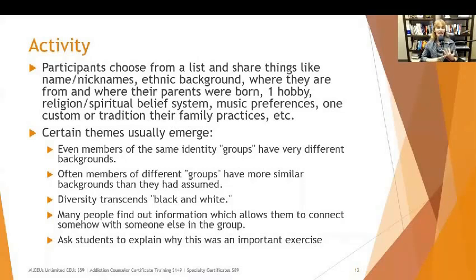Diversity transcends black and white, and many people find out information which allows them to connect somehow with someone else in group. So this helps them reach out and start forging those bonds and developing strengths and social networks, which they can use outside of the counseling session. At the end, it's good to wrap up by asking the participants to explain why this was an important exercise, or why this could be helpful to their recovery process or to helping them deal with depression or whatever the case may be.